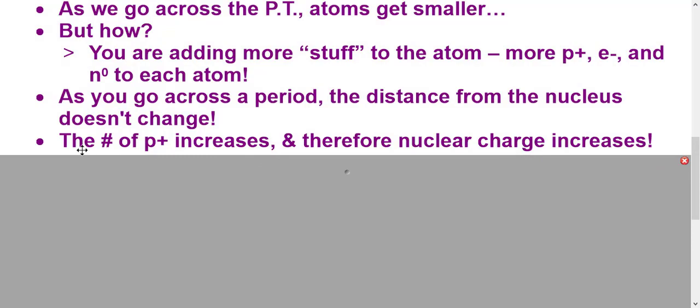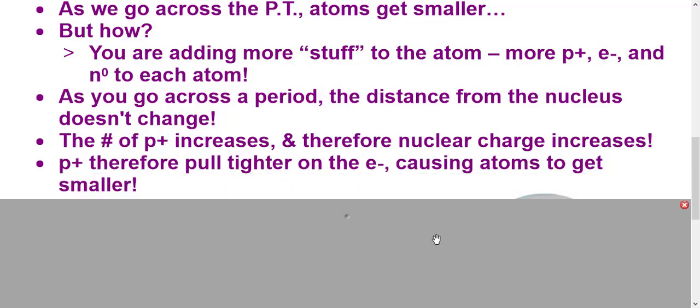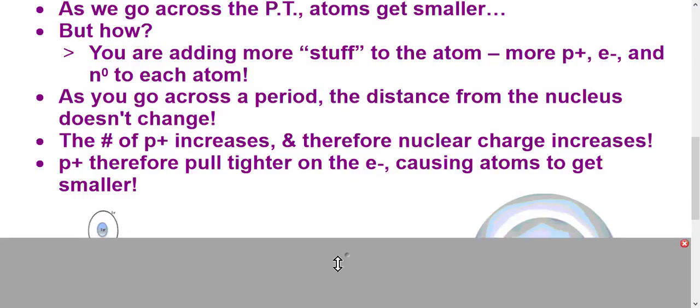However, remember, as you go across, the number of protons is also increasing, from lithium to neon. And so the nuclear charge increases. Well, what happens when you have more protons in the nucleus, but electrons are being added to the same physical space? Protons are going to pull tighter. That Coulombic attraction is going to be greater, and so the atoms are going to be smaller. Those electrons feel a greater attractive force, so they're going to want to be closer to the nucleus, held in tighter. So the distance gets smaller.